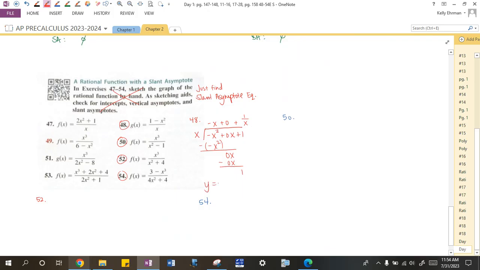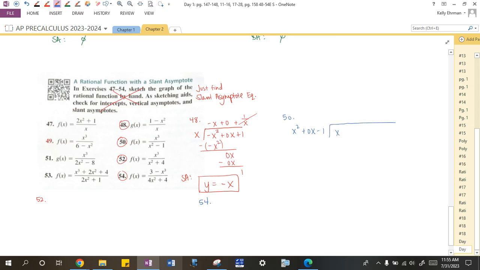In the long run, as you head toward infinity, if you plug in a billion, you're going to get y equals -1 billion plus 1 over 1 billion. Well, that's practically plus 0. So for our slant asymptote, we just say y equals -x. Ignore the remainder.